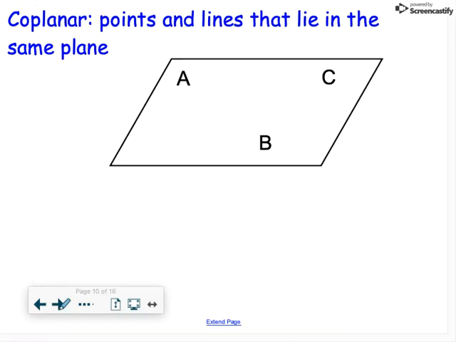So now, just like we had collinear, we also talk about planes. We have coplanar. Coplanar points are points and lines that lie in the same plane. If we look here, we have point A, point B, point C. All 3 of those points are on the same plane, so we would call those coplanar points because they lie on that same plane. We can also talk about lines, and we'll get to that, if they share a line on that plane.